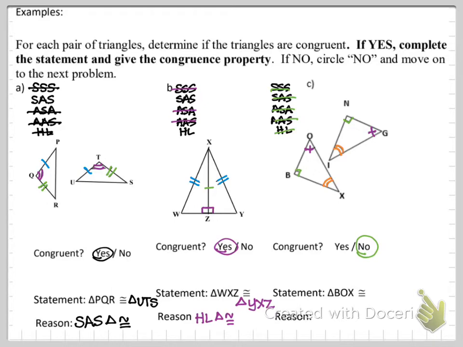Okay, so here on part C, I went through and I color-coded the stuff just like I had done previously. But in this case, I only have angles, and none of the relationships only have angles. So my answer is just no. And then reading the directions says, if no, circle no and move on to the next problem.